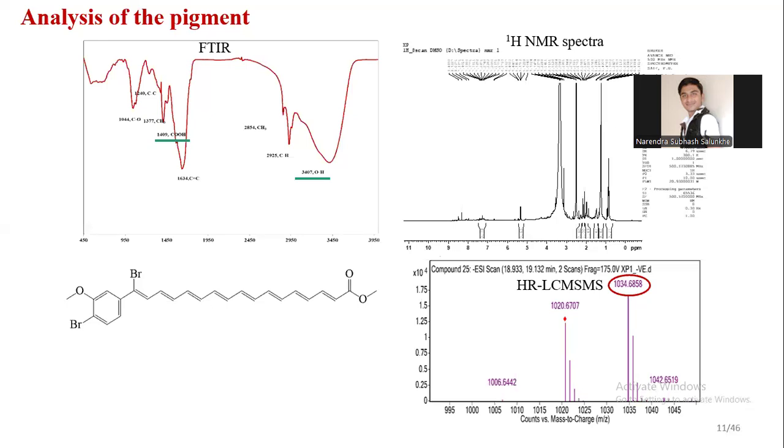After the FTIR confirmed the functional groups of the pigment, we proceeded to the next characterization, H1 NMR, which determined the total hydrogen atoms. A total of 28 hydrogen atoms were determined, supporting the chemical structure of the xanthomonadin pigment. In mass analysis, 1034 Dalton was determined by using HRLC-MS.